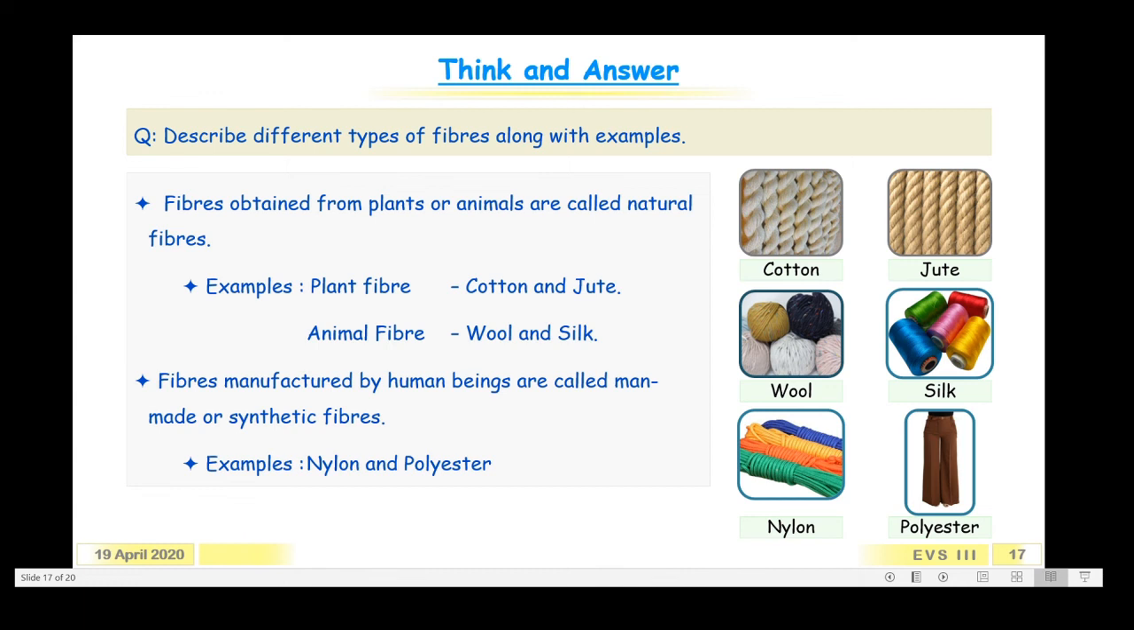Now let us switch over to our synthetic fibers. So fibers manufactured or made by human beings are called man-made or synthetic fibers, and examples are nylon and polyester.